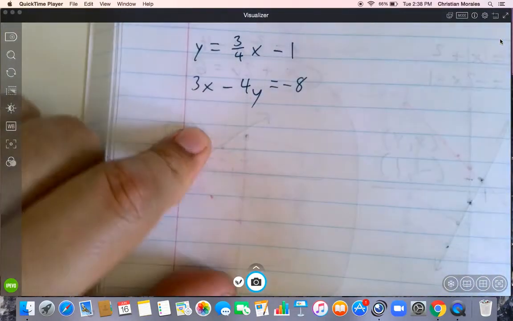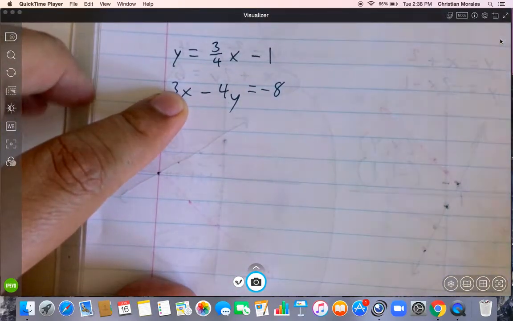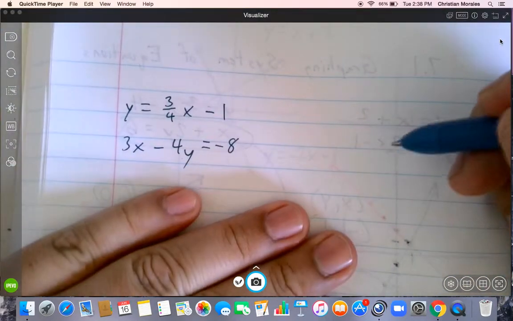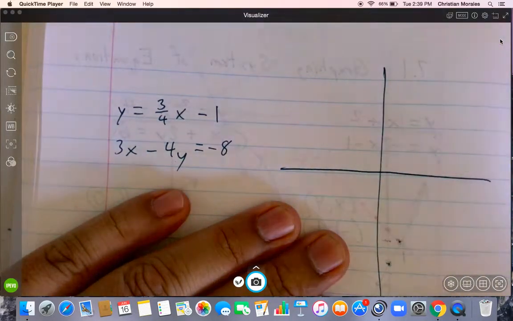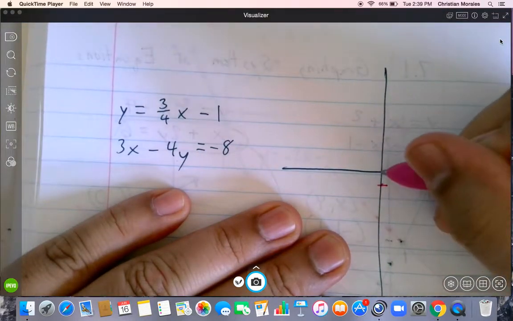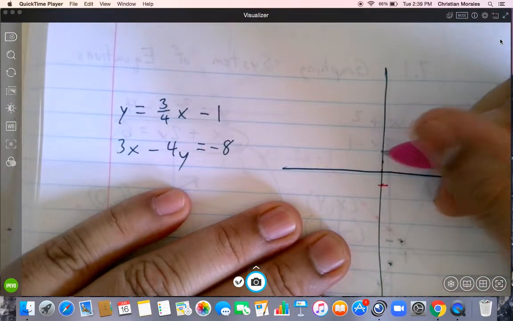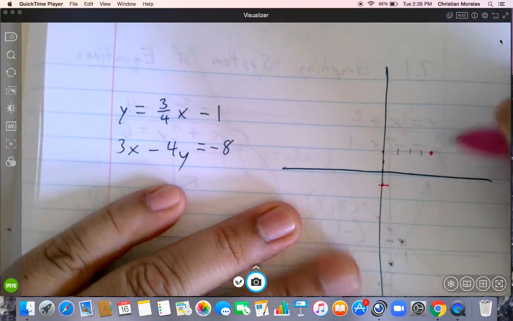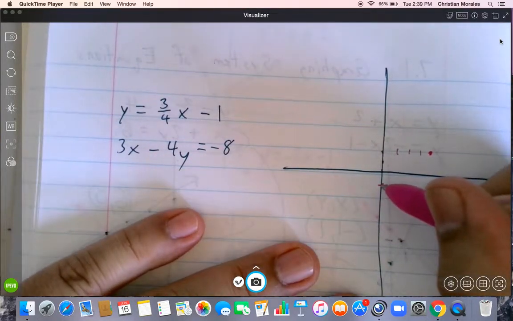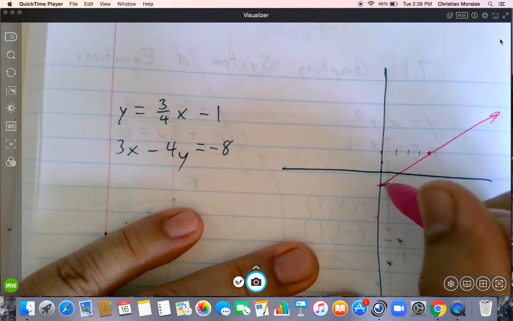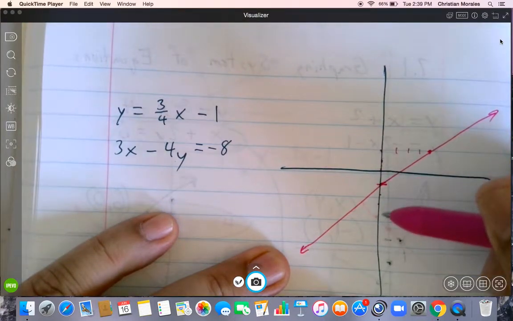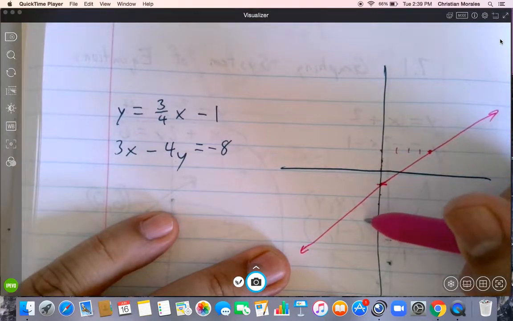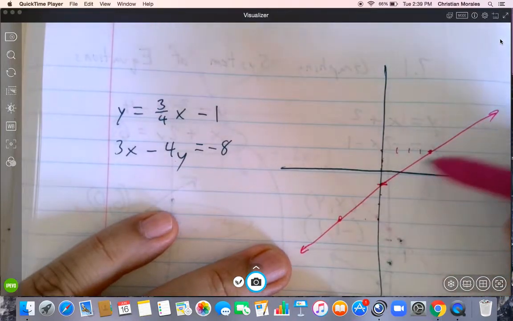Now, sometimes you'll get a couple different answers, okay? Now, if you see this, the top one you can graph. The top one's not a problem, okay? It's going to start at negative 1, up 3, over 4. And there you go. And again, if you go backwards, you can go down 3 and left 4. Just going in the same pattern.